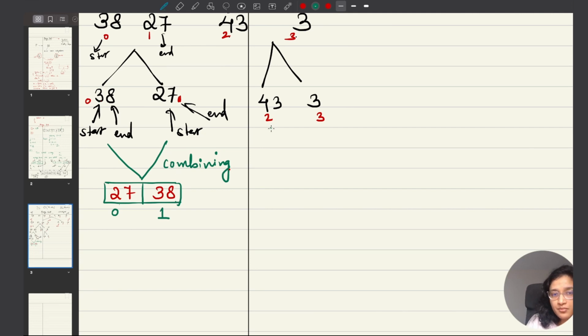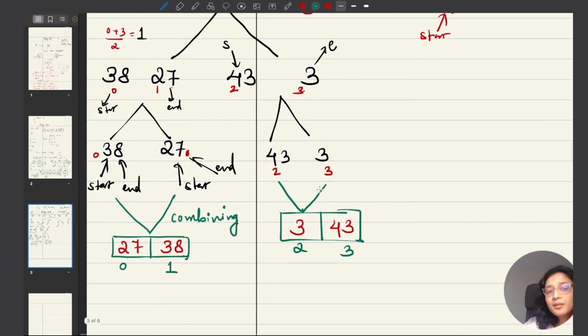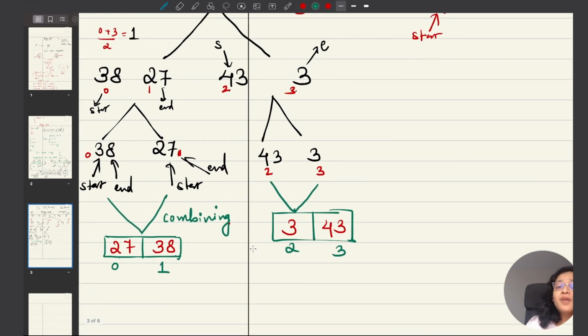Let me solve this, because I can even combine these two. These two can now be combined into, let's use the same colors here, 3 would be here, 43 would be here. This is your index number 2. This is your index number 3. Now, if somebody has a doubt about why after this I went and combined this, you will understand this shortly. It's basically due to recursion, but I'll explain it in just a few minutes.